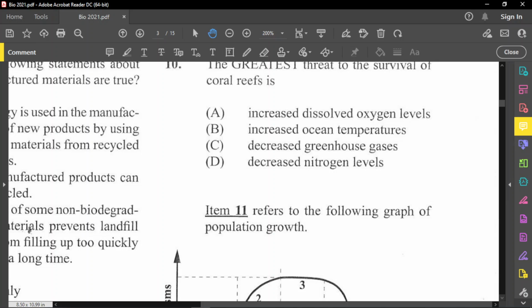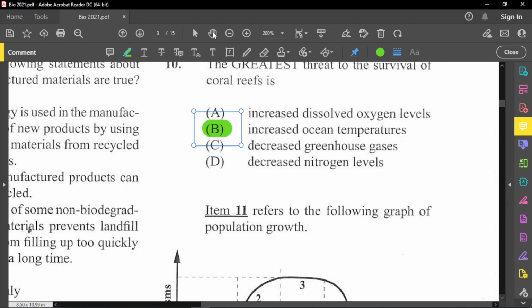Decreased greenhouse gases definitely is not a threat at all. Decreased nitrogen level is not a threat. So the one that is most dangerous or the greatest threat here is the increase of the ocean temperature. So definitely B will be your answer there for question number 10. All right, let's go to question number 11.